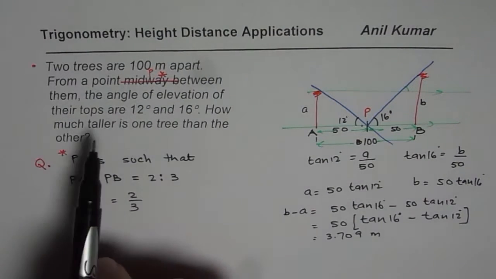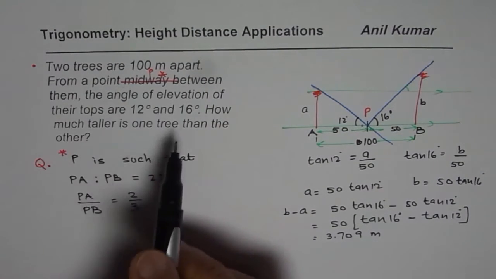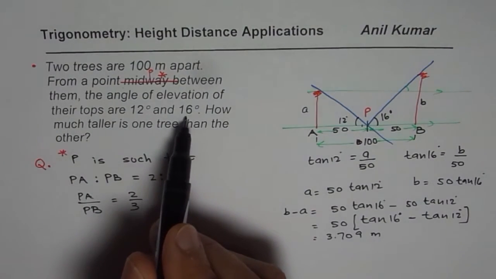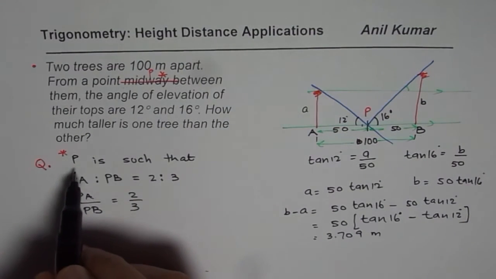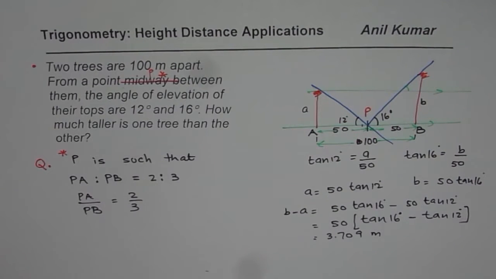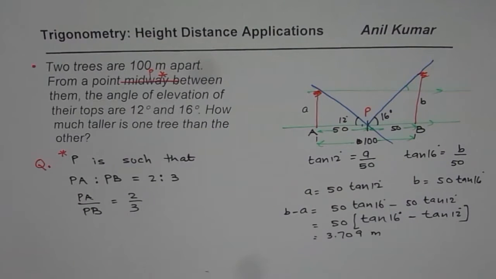Let's read the question again. Two trees are 100 meters apart. From a point P between them, the angles of elevation to their tops are 12 degrees and 16 degrees. How much taller is one tree than the other? And remember, P is a point such that PA is to PB is 2:3. I hope you got it. So let this be the question for you now.